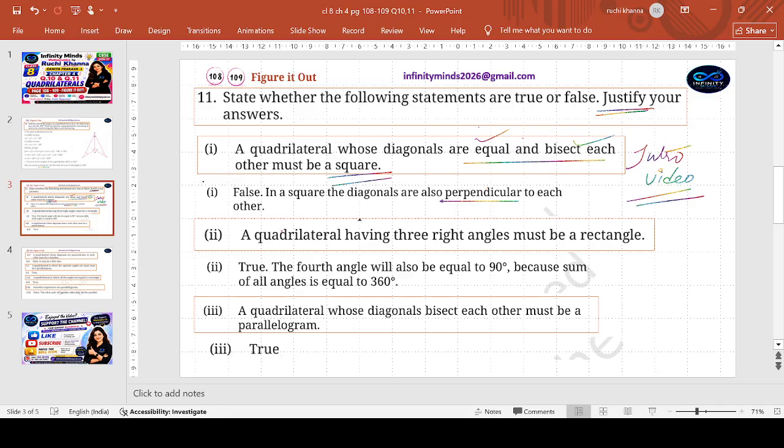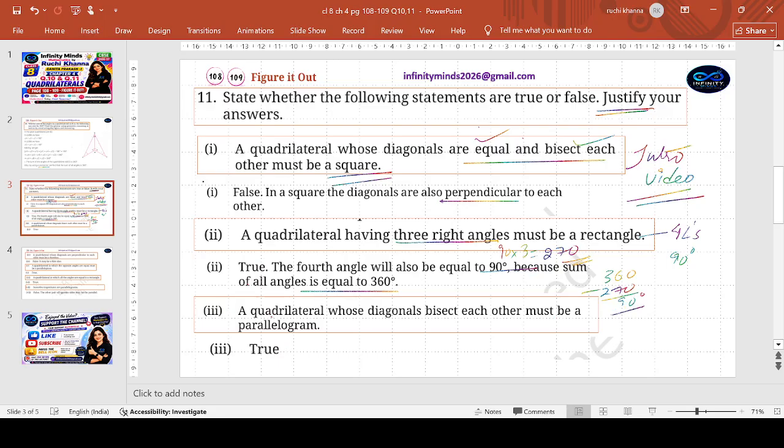Moving to the second statement. A quadrilateral having 3 right angles must be a rectangle. Well, yes, a rectangle needs to have all 4 angles to be 90 degrees. But if you have 3 of them fixed, the fourth is bound to be 90. Can anyone think of why? Because of the angle sum property. Angle sum property, children. The total has to be 360. If 3 have already occupied their places to be 90 each, 90 into 3 is 270. Subtracting it from 360, we get 90 degrees only. Okay, yes, of course, that is true.